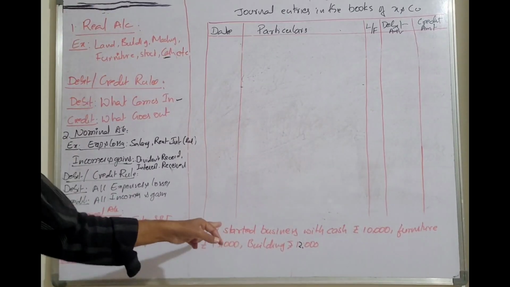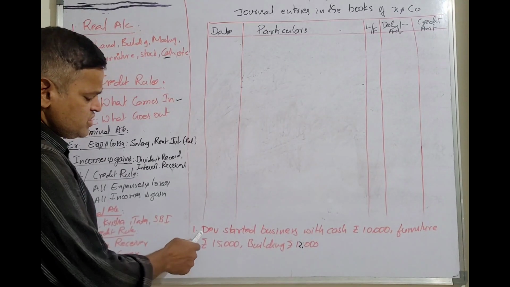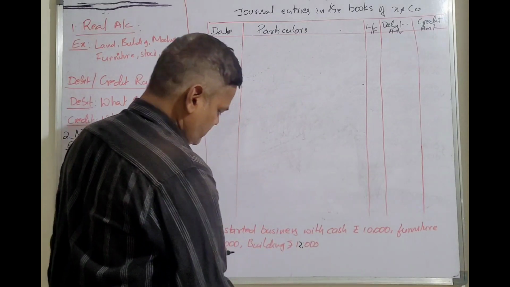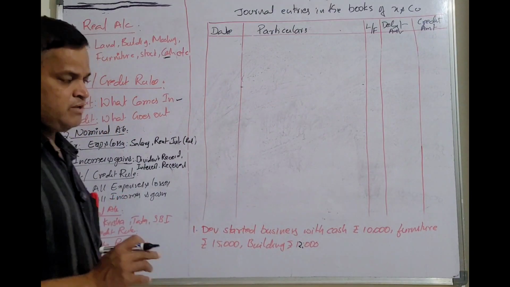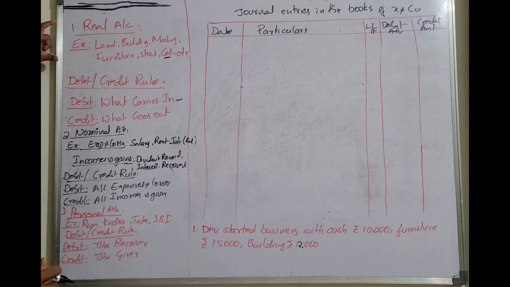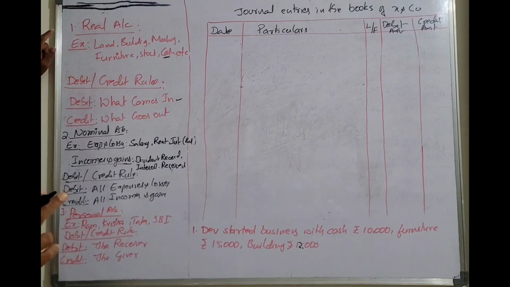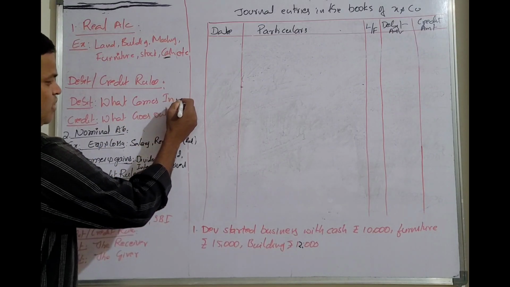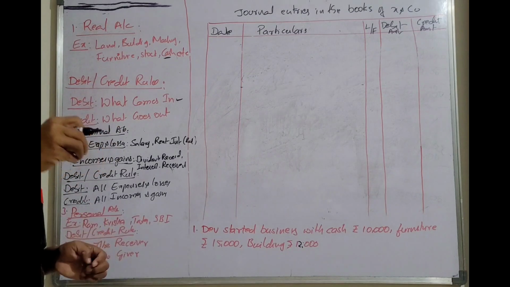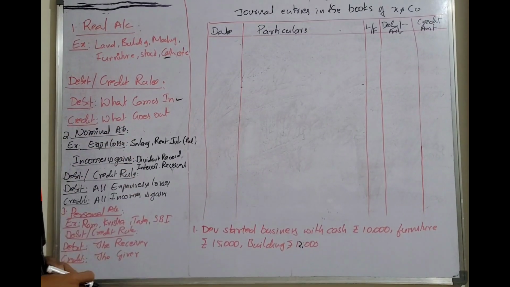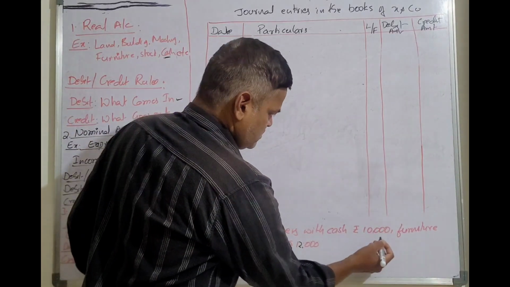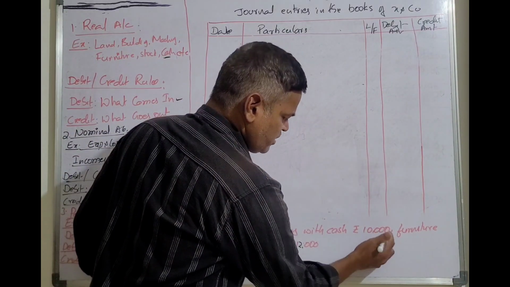Now we'll see one transaction. What is the transaction here? They've started business with cash rupees 10,000, furniture 15,000, building 12,000, right? So I told you in the previous class, first we have to write debit. If you want to write debit, we have to check according to real account. According to real account, when do you write debit? What comes in. If any asset is coming into the business, you have to write debit, right? Which asset is coming into the business? Cash is coming into the business, right?